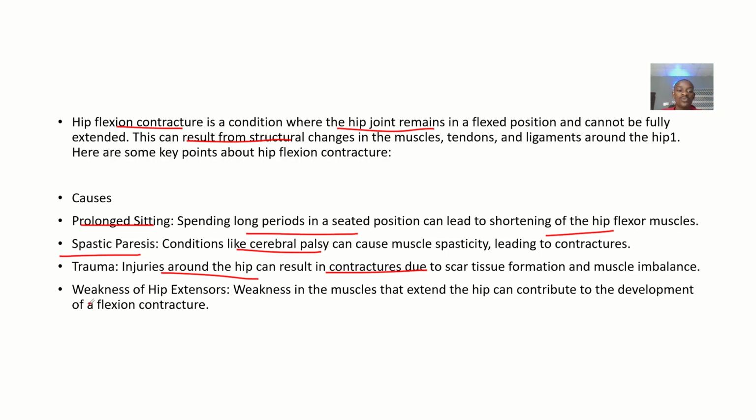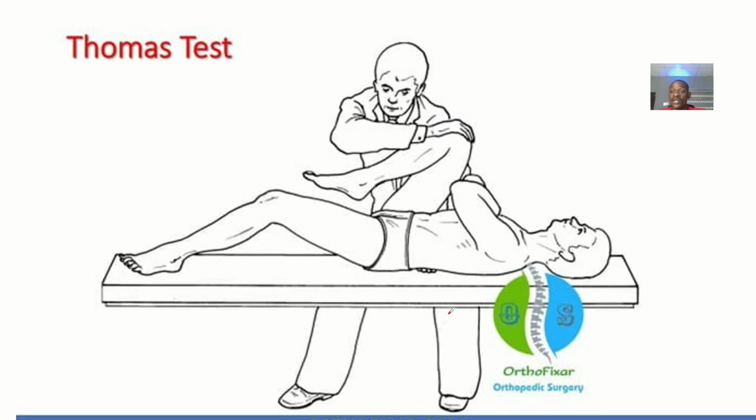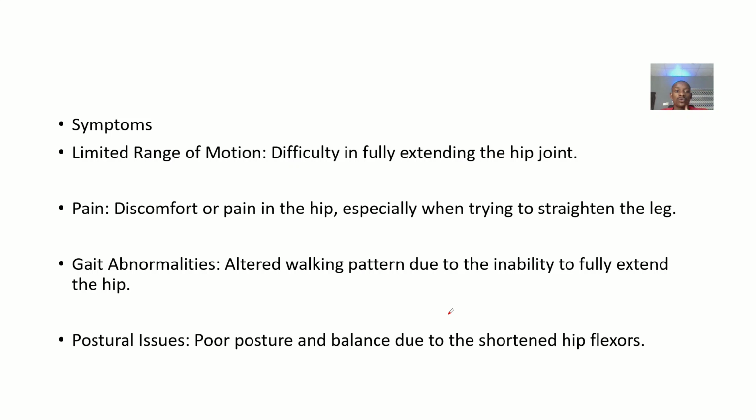Okay. There could be weakness of the hip extensors. Okay. So it could be that muscles that are supposed to extend the hip became weak, and this contributed to the development of a flexion contracture. Okay. So what are the symptoms?